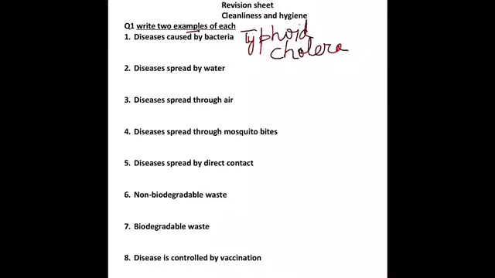Next, diseases spread by water. The same diseases are spread by the water also. That is typhoid and cholera. Fine. Food and water both are included in this. The diseases spread by the water and food are typhoid and cholera, because this is the bacteria which is present in the food which is causing the diseases.